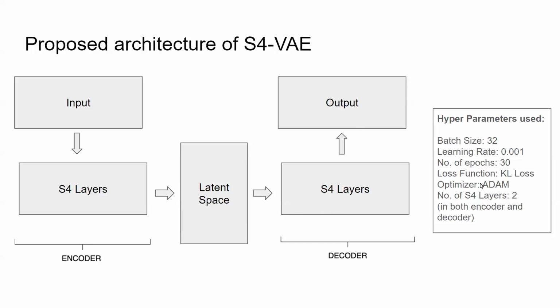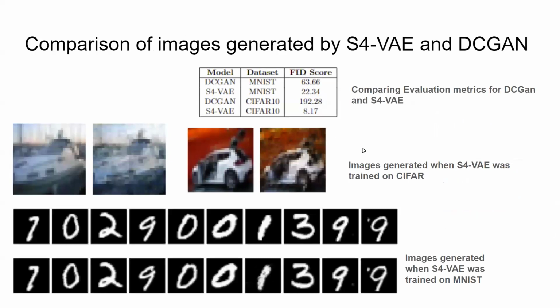The hyperparameters used are shown over here. We kept the loss function the same as before. We kept a relatively low batch size, and we increased the number of epochs to 30 for CIFAR and only 10 epochs for MNIST. During training, we learned that the S4 layers learned really fast when compared to other linear layers or convolutional layers. The number of S4 layers was kept to 2 in both the encoder and the decoder. These are the results that we got by running the S4 VAE.